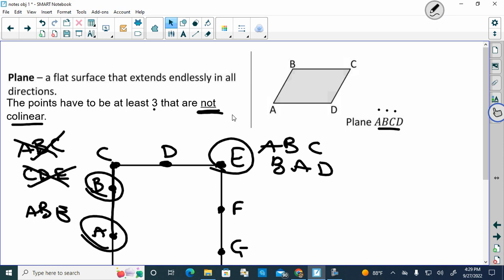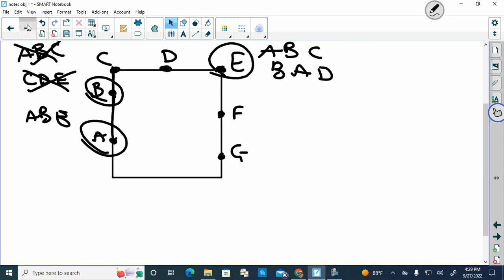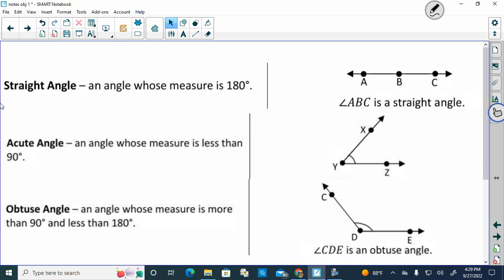So hopefully you're remembering this from last year. Okay, straight angle, exactly that. It's just a straight line. So we say that that's 180 degrees.